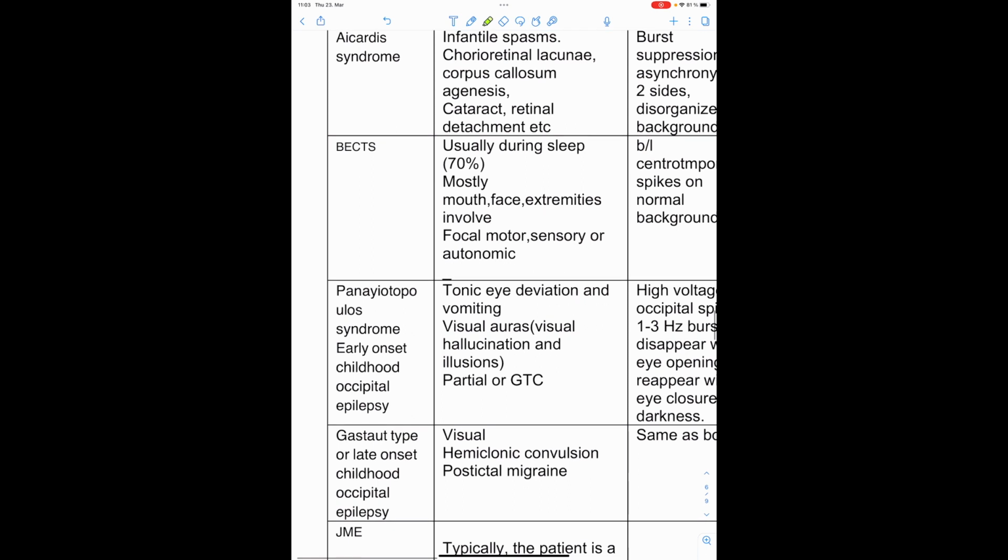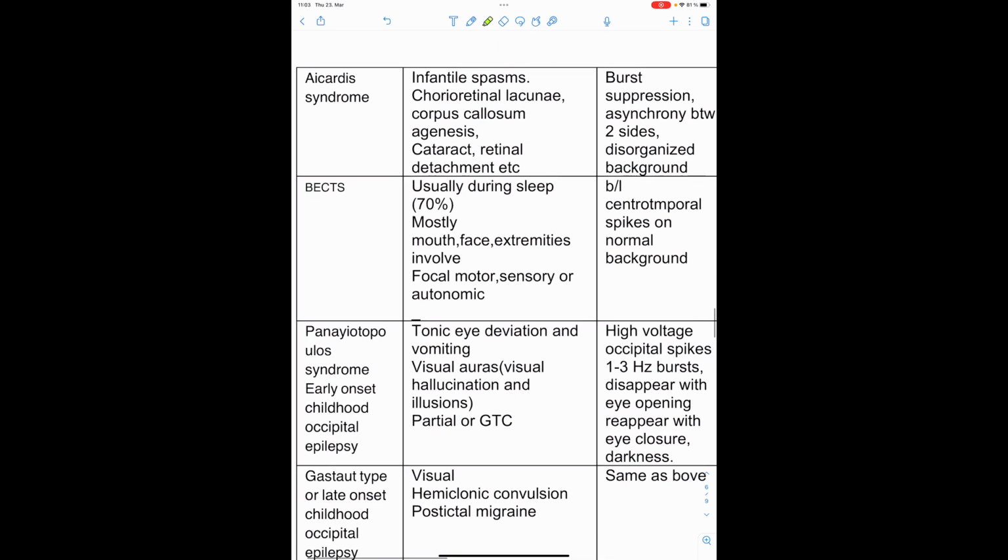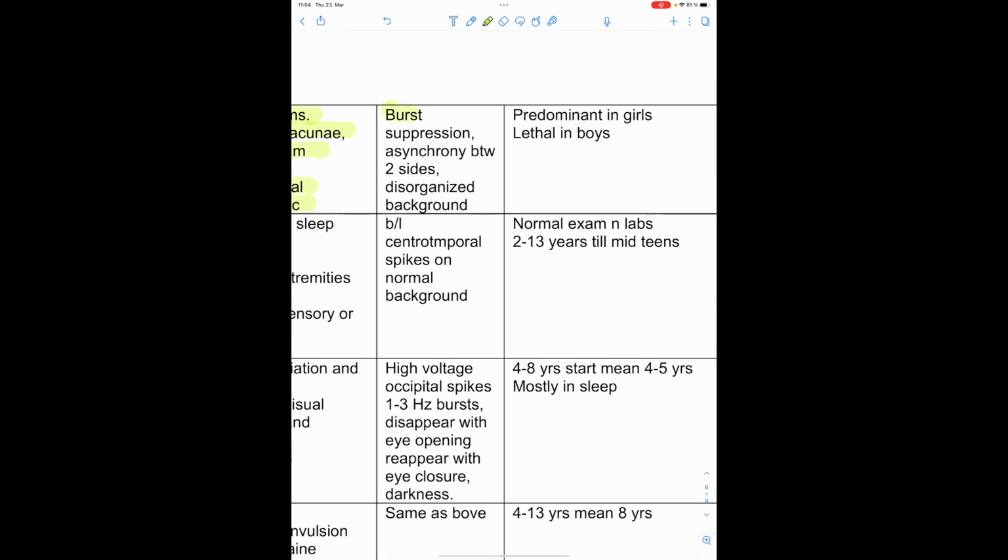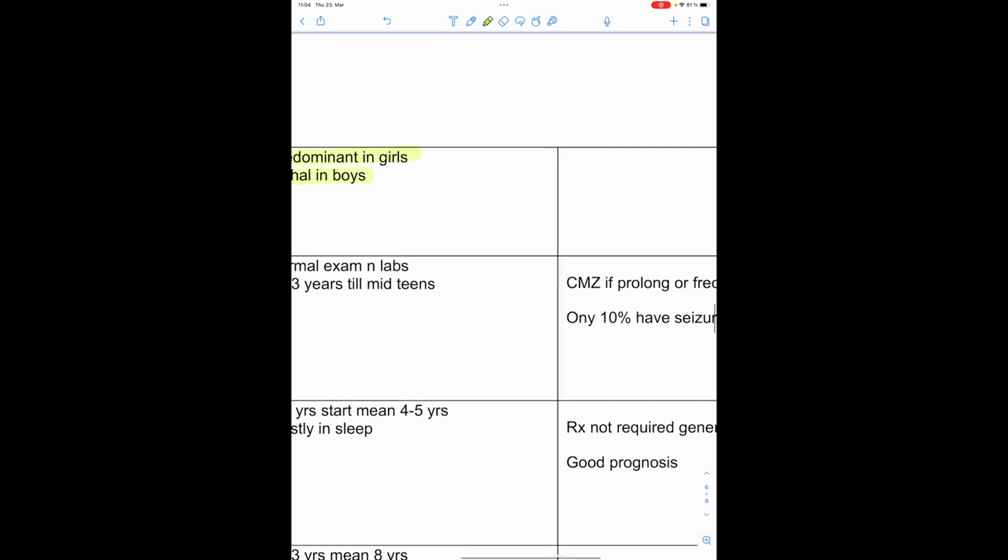Then next we have Aicardi syndrome. In Aicardi syndrome, we have infantile spasms, chorioretinal lacunae, corpus callosum agenesis, cataract, and retinal detachment. There is burst suppression, asynchrony between the two sides, and disorganized background, predominantly in girls, and it's lethal in boys.